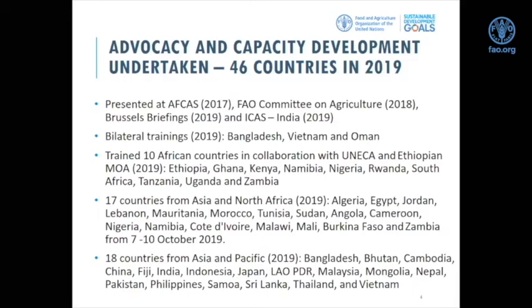Then we trained 17 countries from Asia and North Africa in 2019. That included Algeria, Egypt, Jordan, Lebanon, Mauritania, Morocco, and so on. And then last year as well, we conducted another training, which was organized for the Asia and Pacific region, which happened in Chiba, Japan, whereby many of the countries' participants who are gracing us with their presence now were represented in that training. So just to exemplify, Nepal, Indonesia, Vietnam, Pakistan, all these countries were there as part of this training.